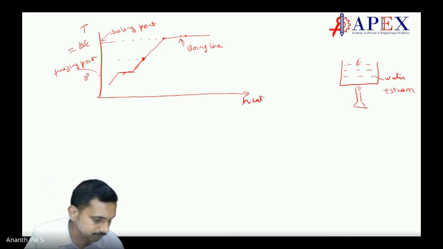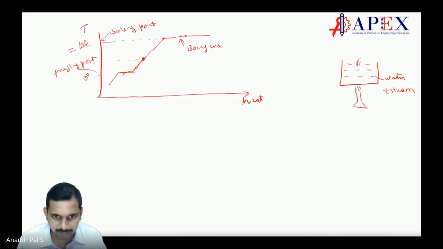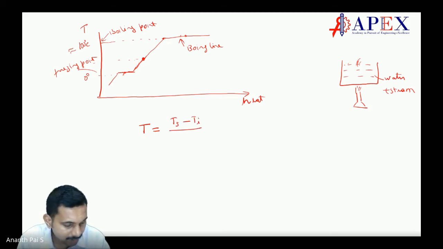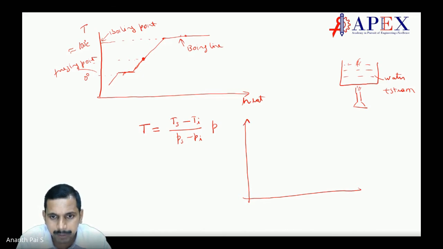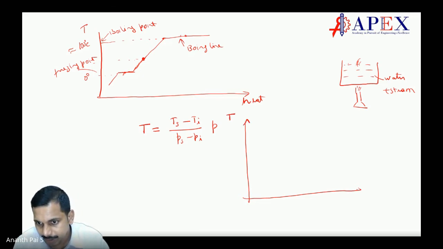Okay, that is done. Now the next point we will take is, we have to understand what is absolute zero. For example, temperature T is equal to (TS minus TI) divided by (PS minus PI) into P. That's done. Now we will put it on a graph. Let us draw a graph of temperature versus pressure.